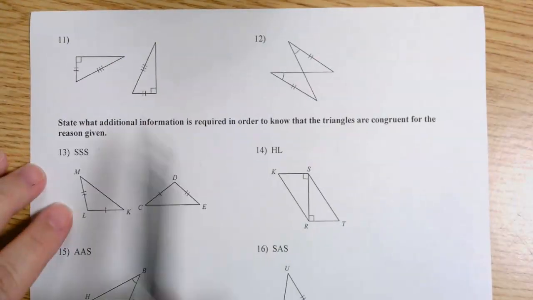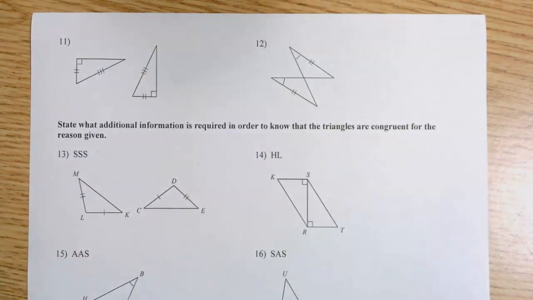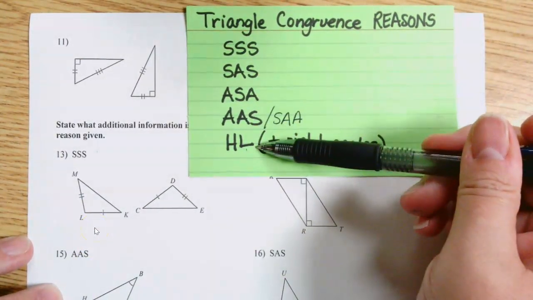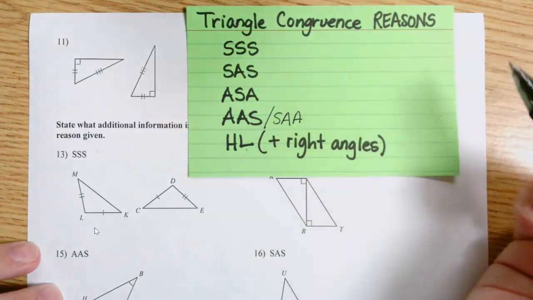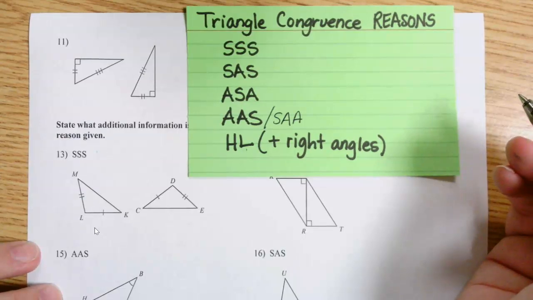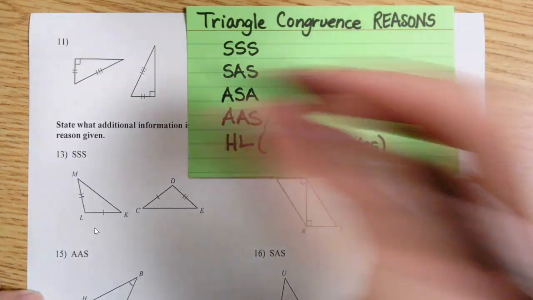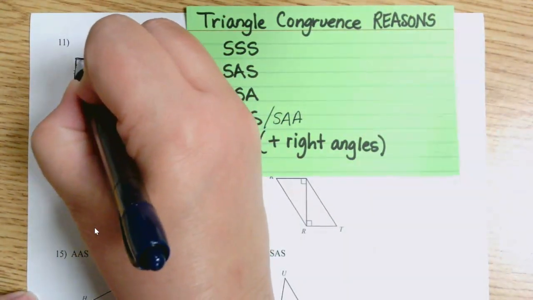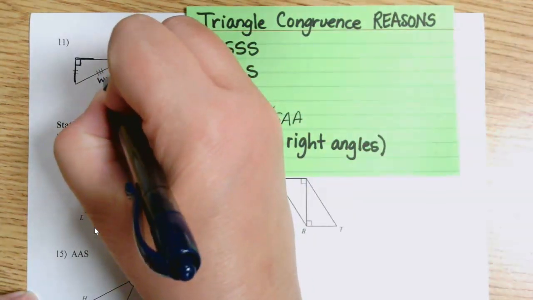Okay, when we get to number 11, we see 2 triangles that both are right triangles. So again, that means I have 5 options for what my reason could be that they could be congruent. The main thing I'm going to look for is, anytime you look at a right triangle, where is the hypotenuse is the first question I ask. So again, think about the 2 legs meet at the right angle. Those are not the hypotenuse. So the hypotenuse is this one over here.